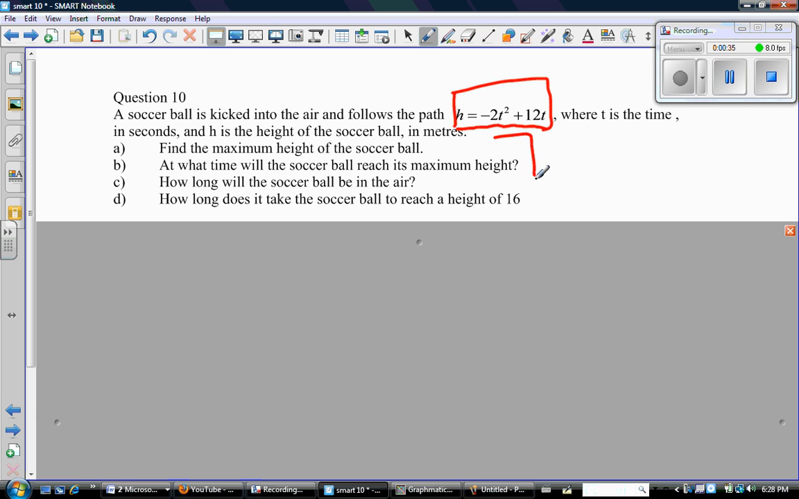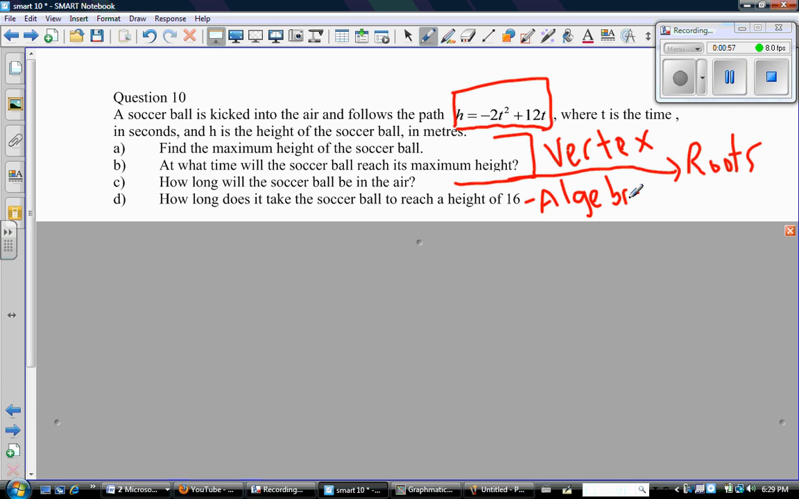Don't forget, anything to do with the word maximum or minimum is asking us to find the vertex. So I know for A and B that I need to find the vertex. How long will the soccer ball be in the air? This is more a question about roots. And how long does it take the soccer ball to reach a height of 16? That's an algebraic question. So let's start by talking about how we're going to find the vertex and the roots.